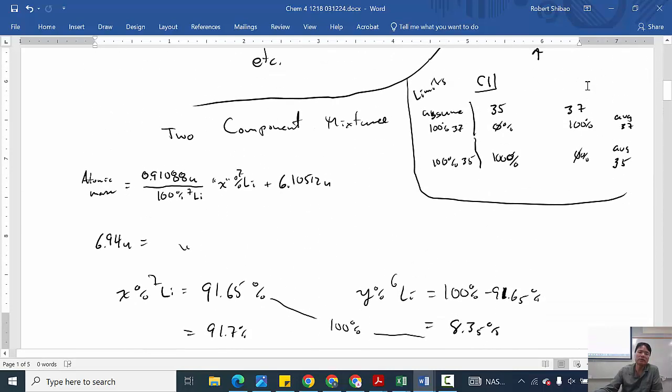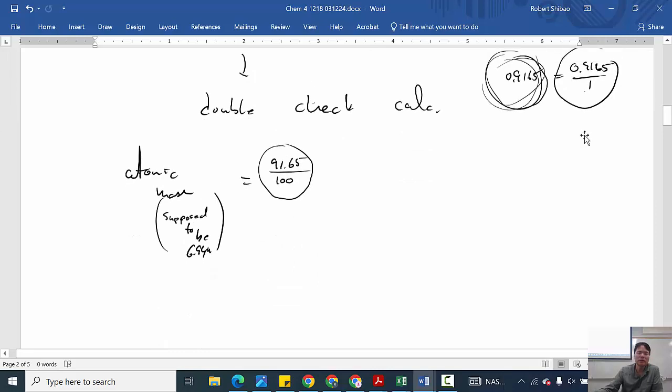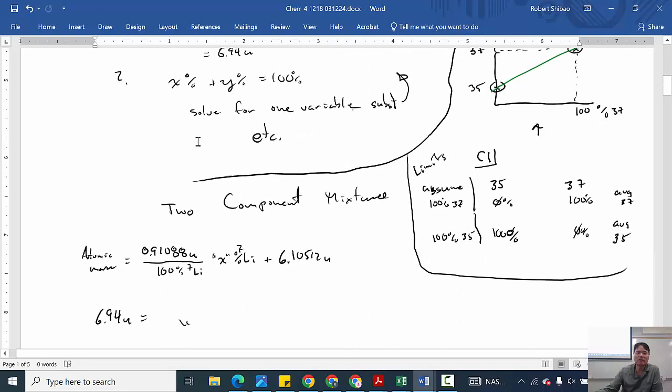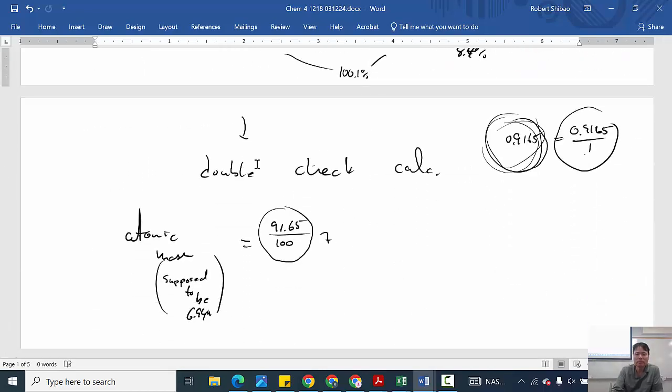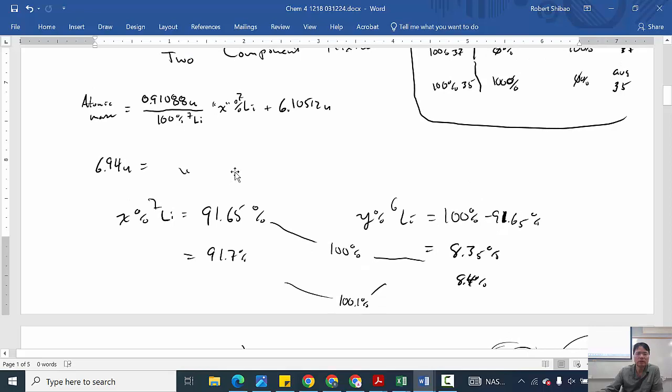And so the mass is 6.10512. Or no, this is 90. What was it? 91.65 of lithium-7. So lithium-7's mass is 7.01600, plus 8.35 over 100 times 6.10512.